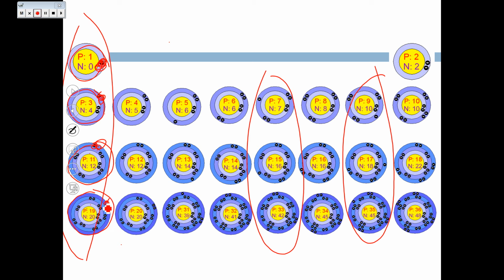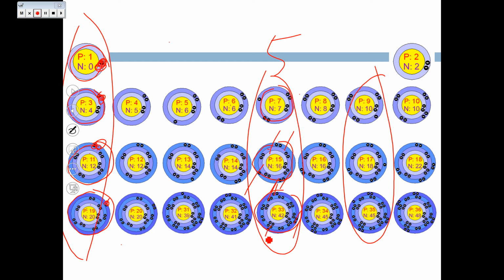If we go over here to column number 5, notice that in its outside ring, there's 1, 2, 3, 4, 5 electrons. In this guy's outermost ring, 1, 2, 3, 4, 5. In this guy's outermost ring, 1, 2, 3, 4, 5.